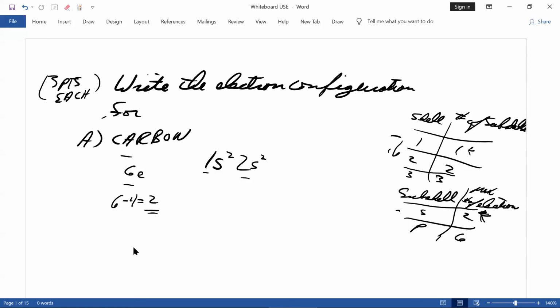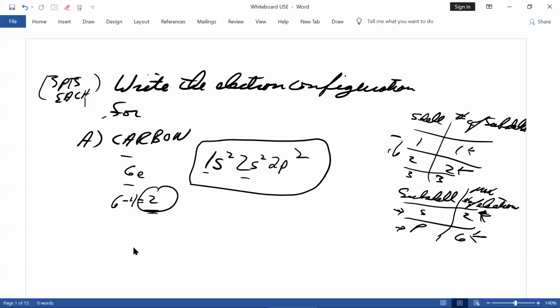How many subshells does 2 have? 2. The first one is s, the second one is p. Since it's shell 2, it's actually 2p. And how many could I put in there? 6, but I only have 2, so I can do that. And this is your answer. And that's how you do electron configuration.